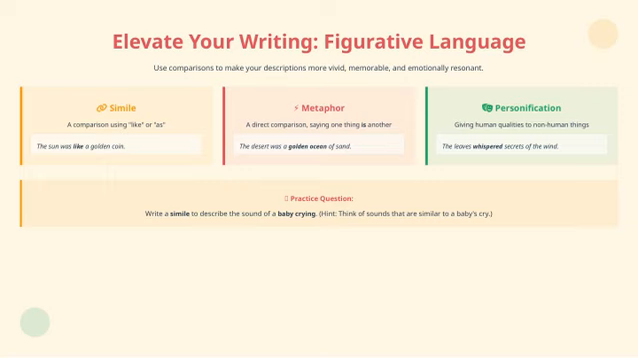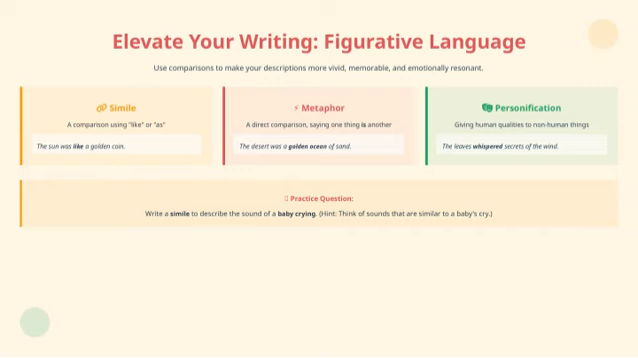Using comparisons can make your descriptions much more vivid, memorable, and even emotionally resonant. For example, a simile is a comparison that uses like or as. Think of something simple like, the sun was like a golden coin. It paints a clear picture and adds a touch of beauty to your description. Then there's the metaphor, which is a direct comparison, saying one thing is another. For instance, the desert was a golden ocean of sand. It creates a powerful image by equating two things directly, making your writing more impactful.